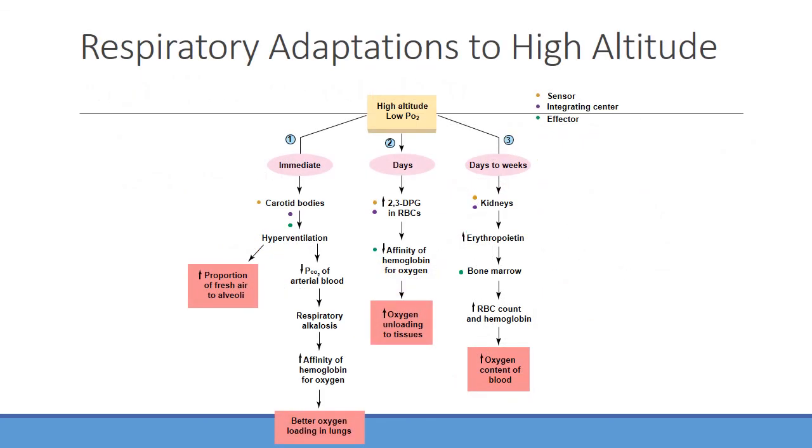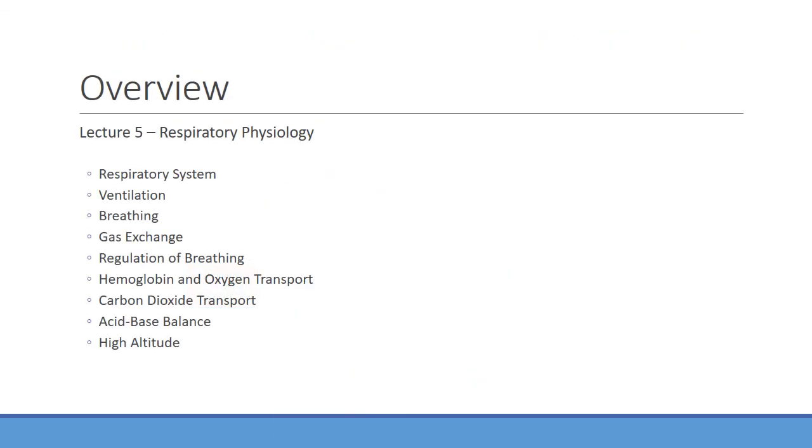So again, just kind of showing the full picture here. You have the immediate effects that occur mainly due to the effects of the carotid bodies. Over the days that occur after that, you're going to find that the increased amount of 2,3-DPG helps to allow for better oxygen unloading at the tissues. And then finally, the effects of the kidneys releasing erythropoietin help to increase the total amount of oxygen content present within the blood. All right, so that finishes it up for respiratory physiology.